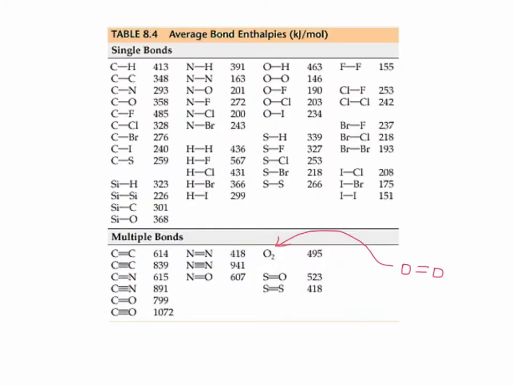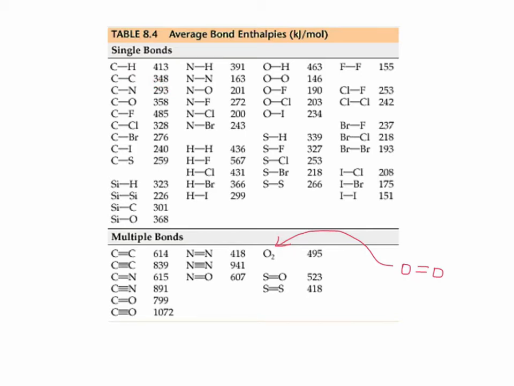Here is the table of average bond enthalpies. The unit here is kilojoules per mole. Notice this table is divided into single bonds and multiple bonds, meaning double bonds or triple bonds. So for example, it takes 413 kilojoules to break 1 mole of C to H bonds. So you can see the bond and the average bond enthalpy to the right of it.